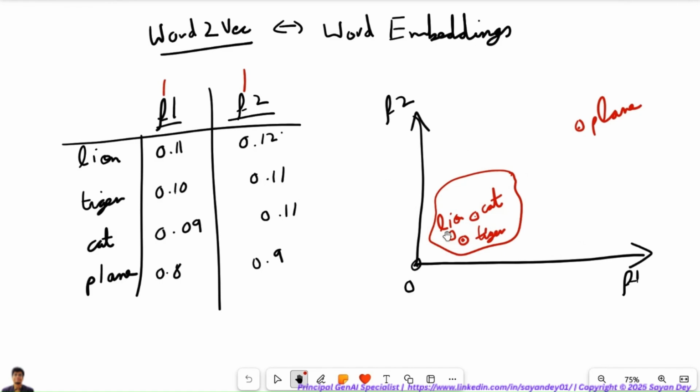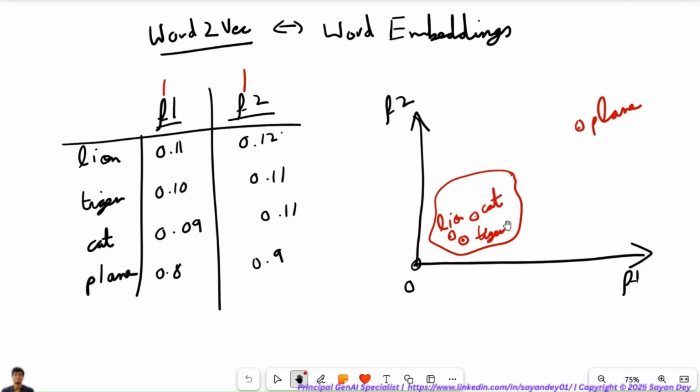Once you are able to represent your words in a numerical way, and these numbers are coming from deep learning, these numbers per se don't have any meaning, but the numbers as a whole do. f1, f2 individually don't have any meaning, just accept it for a minute. But as a whole, 0.11 and 0.12 is telling you something about lion. As a whole, 0.10 and 0.11 is telling you something about tiger. And as a whole, these two numbers are telling you something about plane.